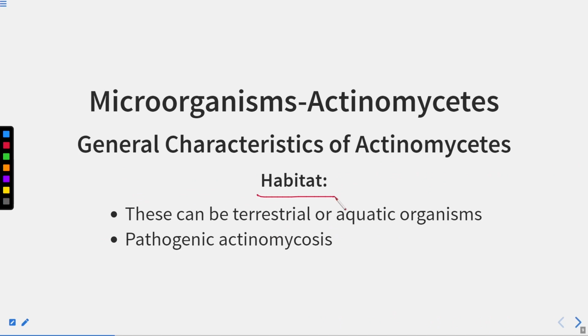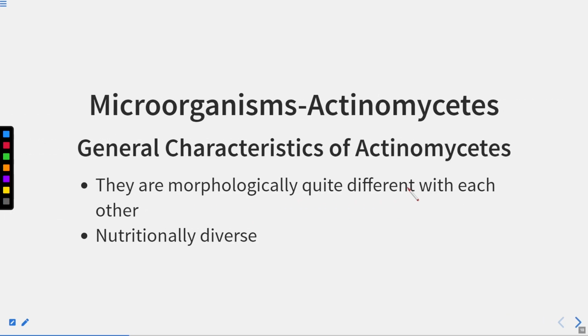Habitat, where they are found: they can be terrestrial or aquatic organisms. Pathogenic actinomycosis is also there. So they can be present on terrestrial surfaces, they can be present in aquatic environments, and sometimes they are pathogenic also. They are morphologically quite different from each other and nutritionally diverse.